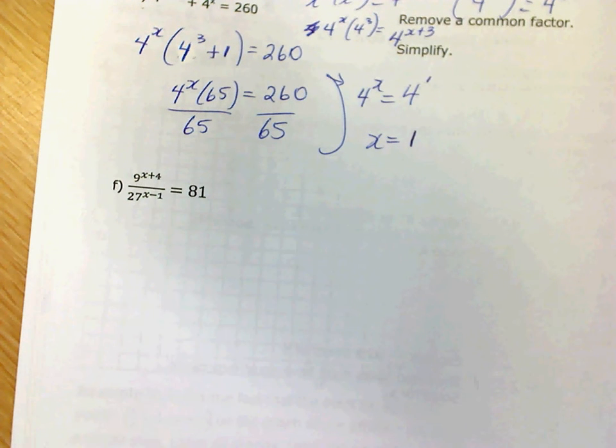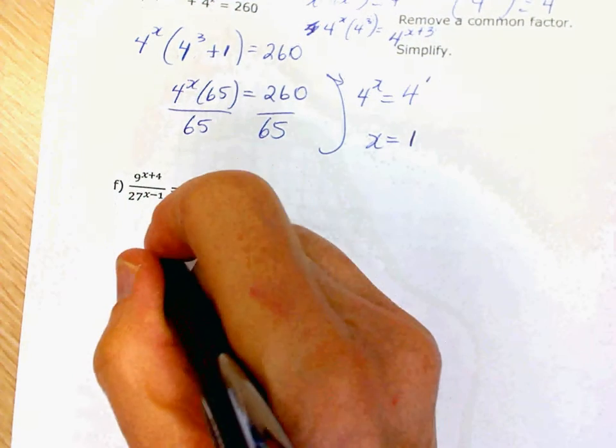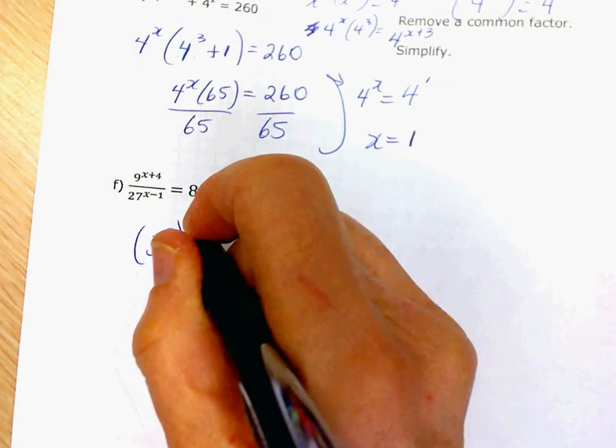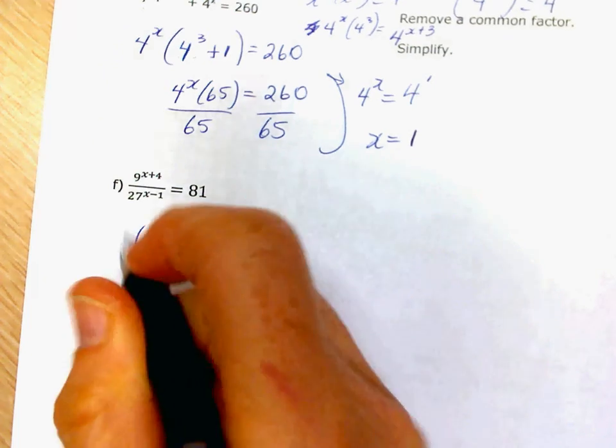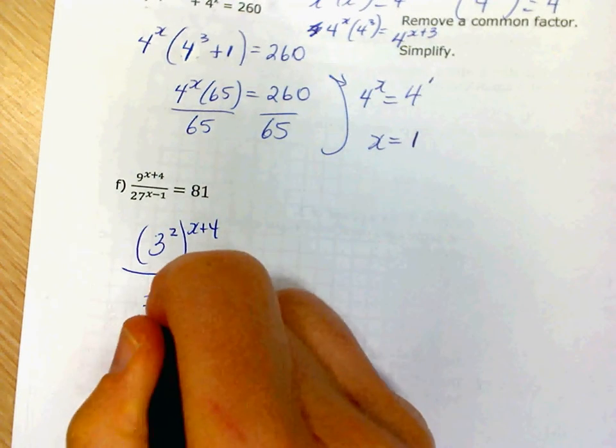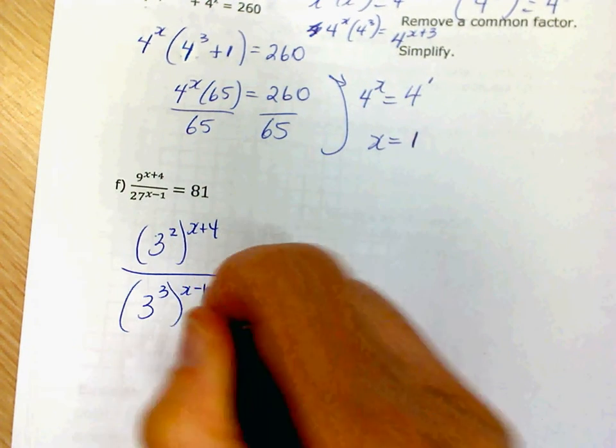Do you have a suggestion on what we would do in F? Golsa. So you could do 9 is 3 to the 2, 3 to the 2, and then put x plus 4 over 3 to the 3, x minus 1. Perfect. And then 81 is also 3 to the 4. Good.